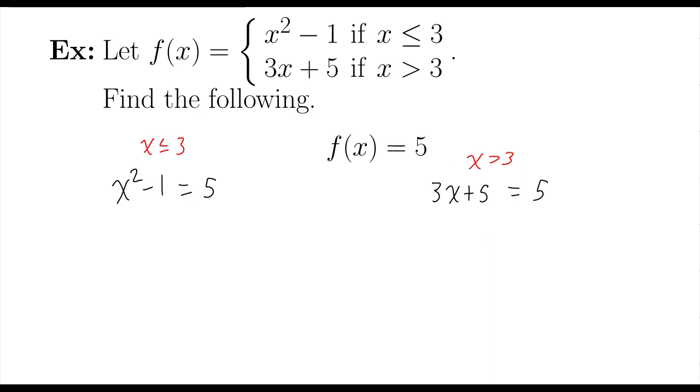I'm going to add 1 to both sides here. X squared equals 6. And then I'm going to use the square root property, which says that x is equal to positive or negative the square root of 6. That's usually how I'd write my answer, as positive or negative square root of 6.